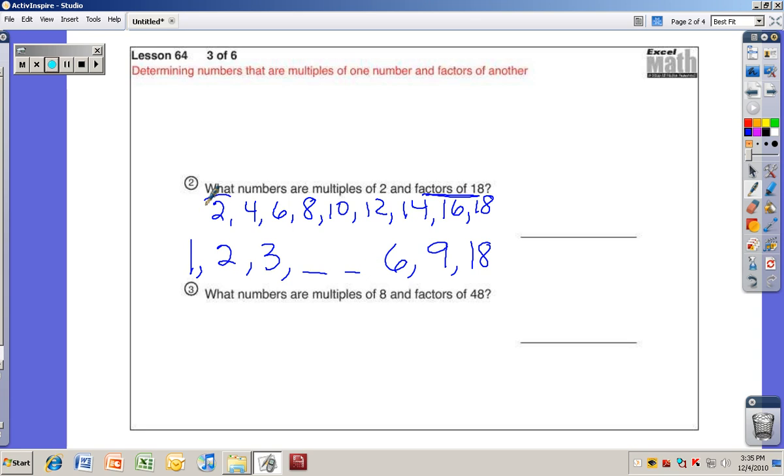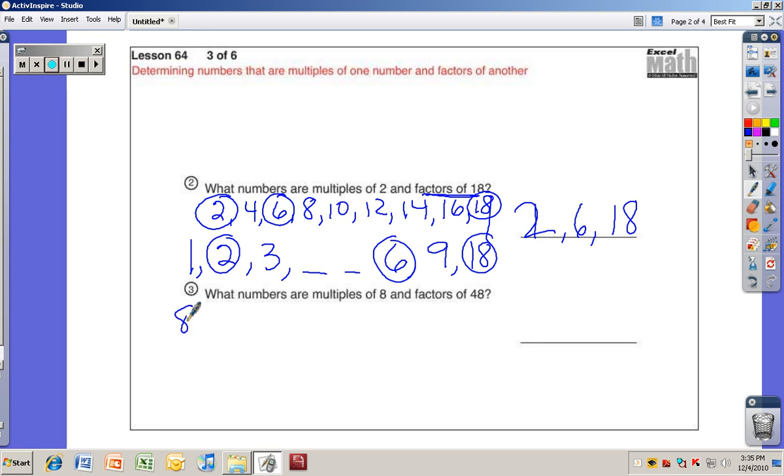So at this point we just pick the numbers that are common to both sets, or the intersection. 2's in both sets. 6 is in both sets, and 18 is in both sets. So you have 2, 6, and 18. All right, the answer to number 3, multiples of 8: 8 and 16, 24, 32, 40, and 48. There's your multiples of 8.